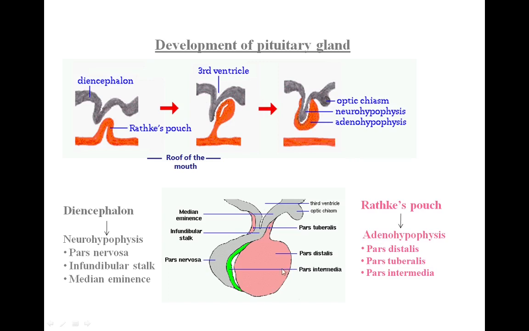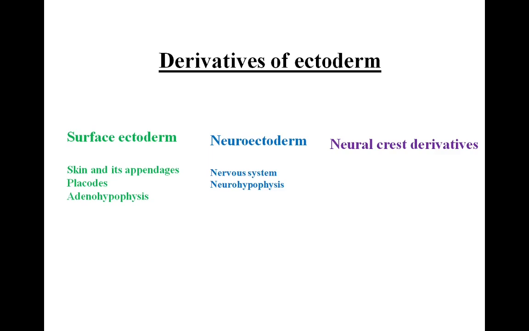So there are many structures which are derived from the ectoderm. If we see, from the surface ectoderm, skin and its appendages are formed, that is skin, hair, nail, sweat gland, sebaceous gland, all are developed from ectoderm. There are so many placodes, and all these placodes are ectodermal derivatives. So that is the otic placode, olfactory placodes. So the lens of the eye, the olfactory epithelium, all are developed from the ectoderm. All are derivatives of the ectoderm. The anterior pituitary is also a part of the ectoderm.